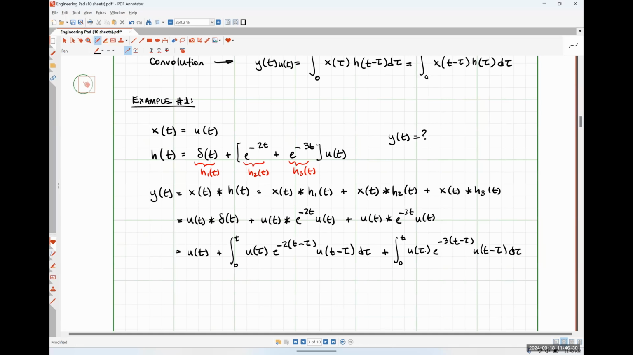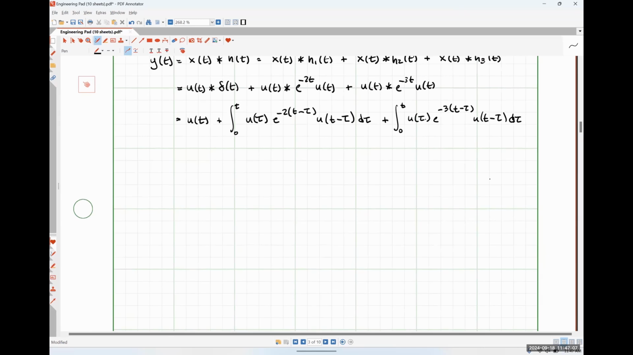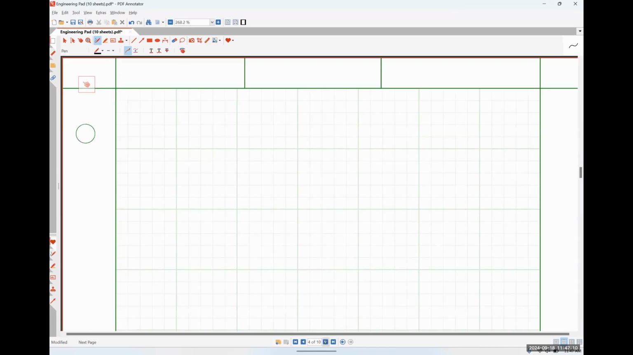So we're about to make some more simplifications. Let's think about things contextually here. I am integrating with respect to tau over some interval from 0 to t. So what is the value of my unit step function as a function of tau over this interval? If I were to plot, let me go a couple of pages back from here.